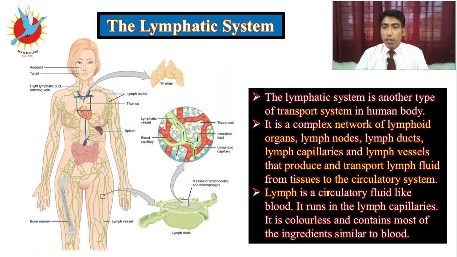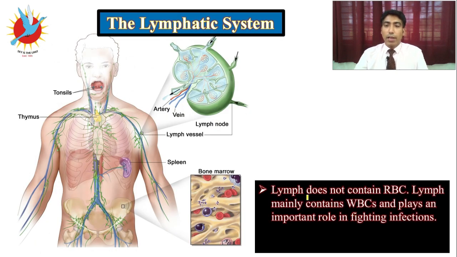So lymph is a kind of circulatory fluid like blood, but it runs in the lymph capillaries only. It is colorless. On the other hand, blood is red. It contains most of the ingredients similar to blood, but it is a colorless fluid. Why is it colorless? Because it does not contain any RBC. Lymph mainly contains WBC and plays an important role in fighting infection.